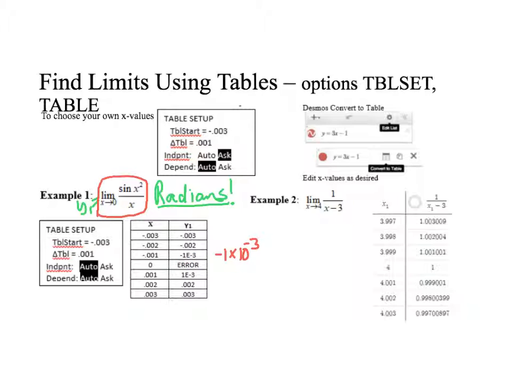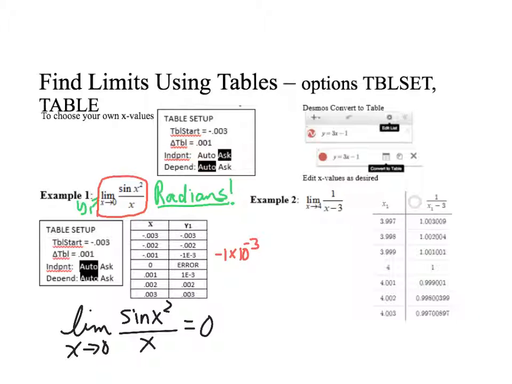Because I have put in auto here, it will automatically start wherever I start and then add 0.001 to the x values on either side of 0, and then you can observe the y values. So the answer to this problem is the limit as x approaches 0 of sine of x squared over x equals 0, because you are approaching 0 y values from both the left and the right.